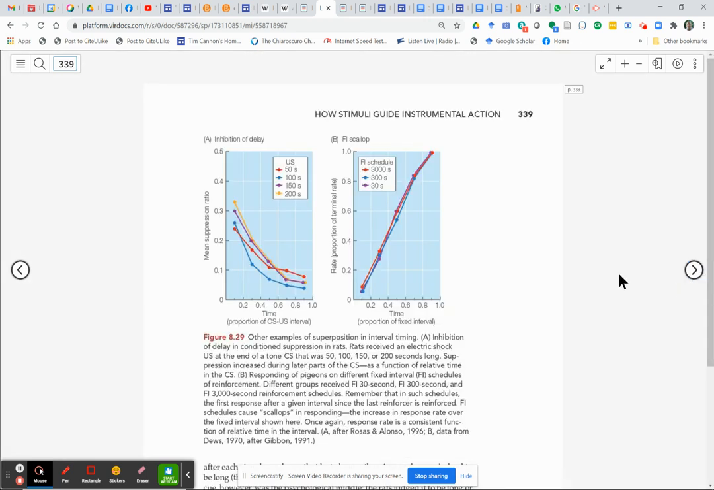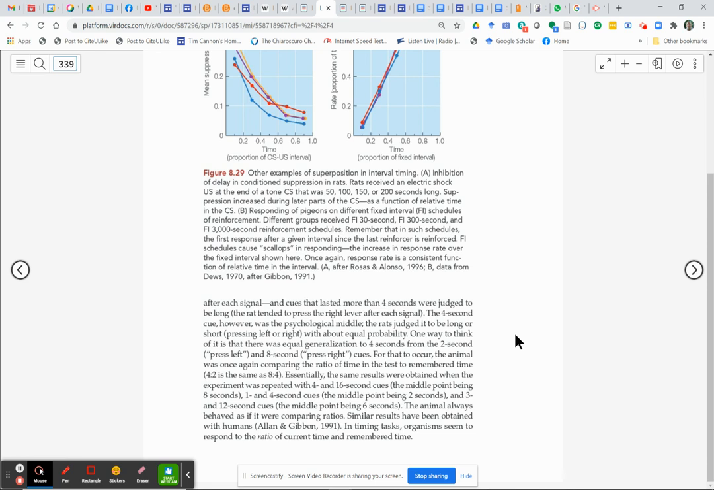And there's temporal bisection, and there's inhibition of delay, and that's a suppression ratio. And as you go towards zero, you're more suppressed. And on the right, you have the FI scallop. So different measures of time can give you very similar conclusions about animals' timing. And they're good at it. They're surprisingly good at it.